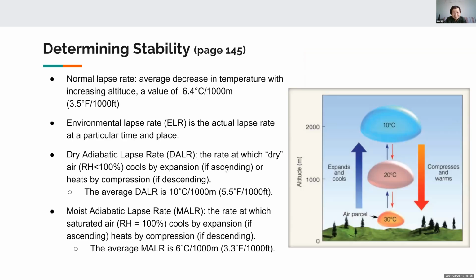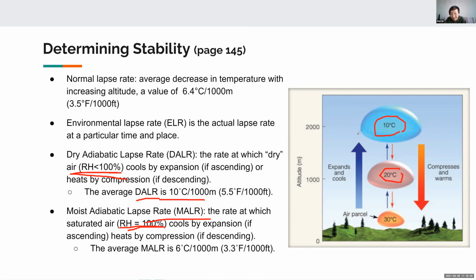Then how fast? Well, you're going to use either DALR or MALR. DALR is used when the air is not 100% saturated. Well, MALR is used when the air is 100% saturated. But that is applied for calculating the air inside.